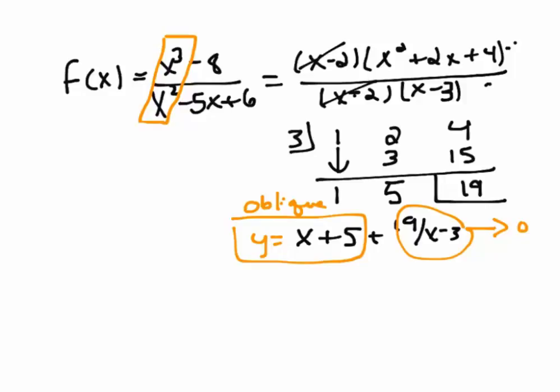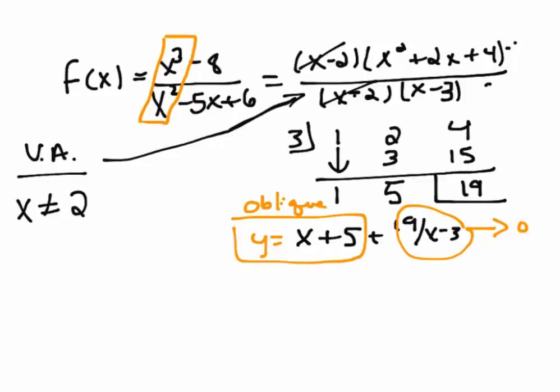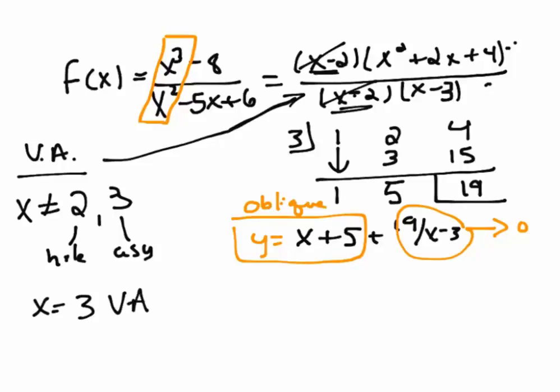Also, you want to talk about vertical asymptotes. If you look at the denominator, your excluded values are that x cannot equal 2 and 3. But the 2, remember, was canceled out. That factor was canceled out with the one on top. So there is going to be a hole at 2, but a vertical asymptote at 3. So x equals 3 is the vertical asymptote. So we have an oblique asymptote and a vertical asymptote.